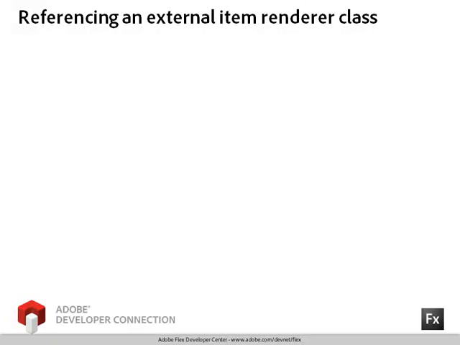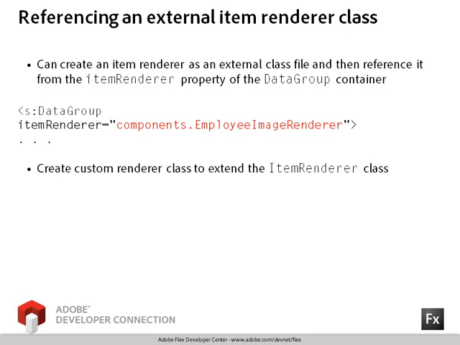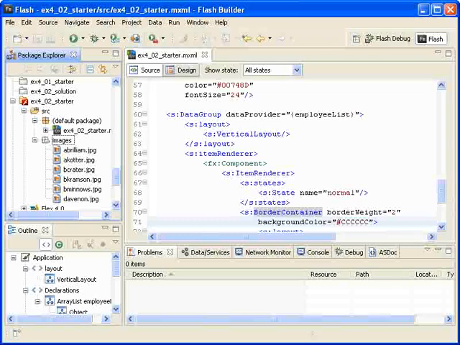You can imagine that writing complex item renderer displays inline to the data group container may get unwieldy. Therefore, you can also create the item renderer display in a separate class file and then simply reference it from the item renderer property. The class file will extend the item renderer class, and all the other rules you just learned about creating item renderers do apply.